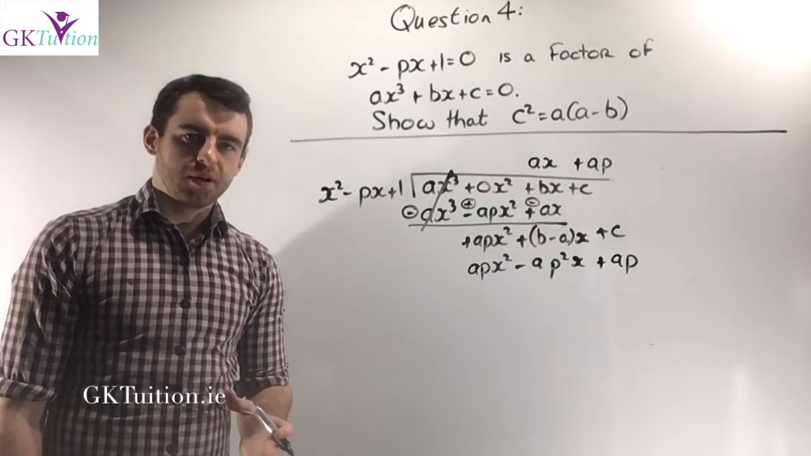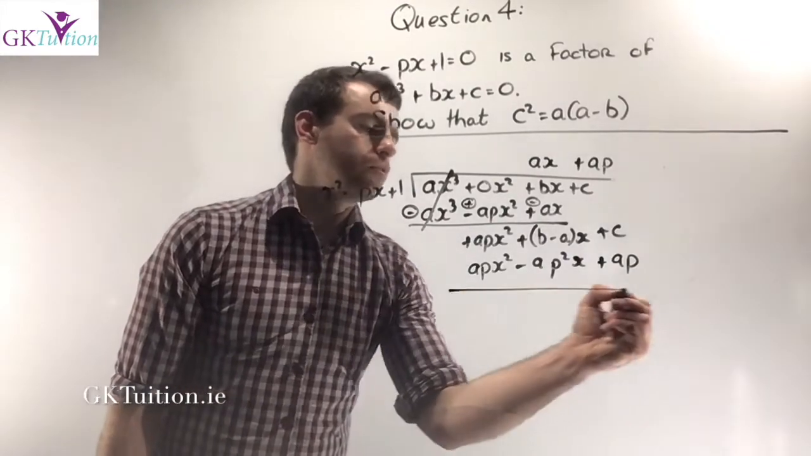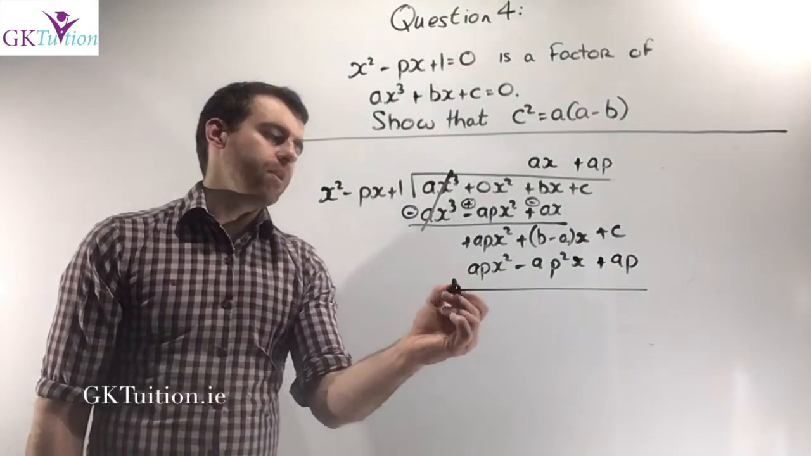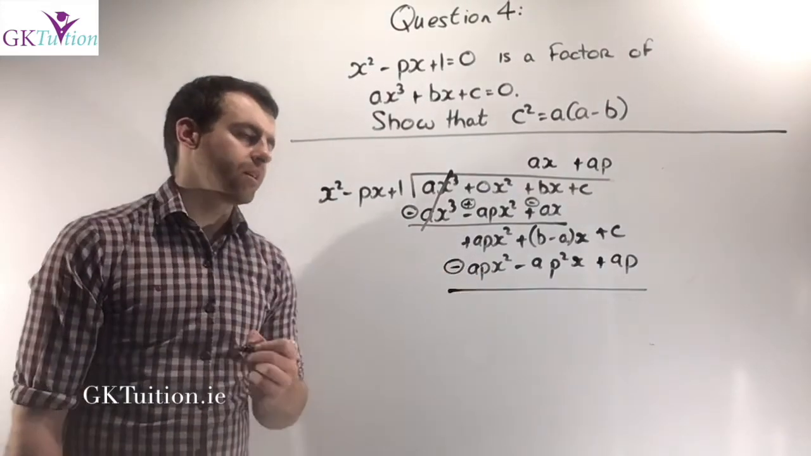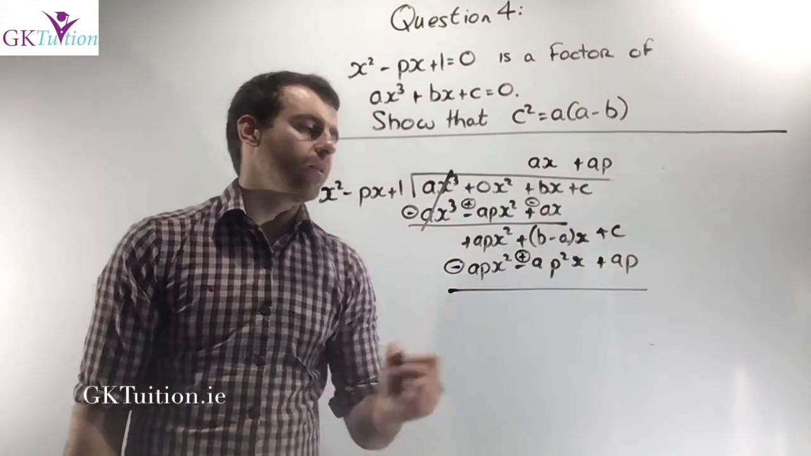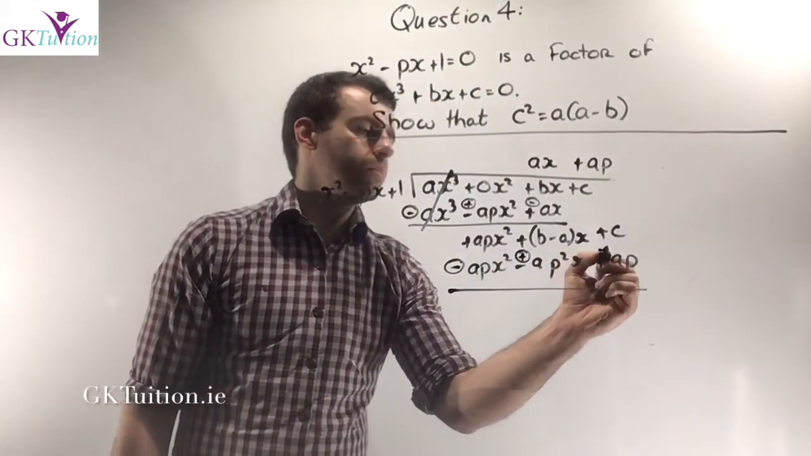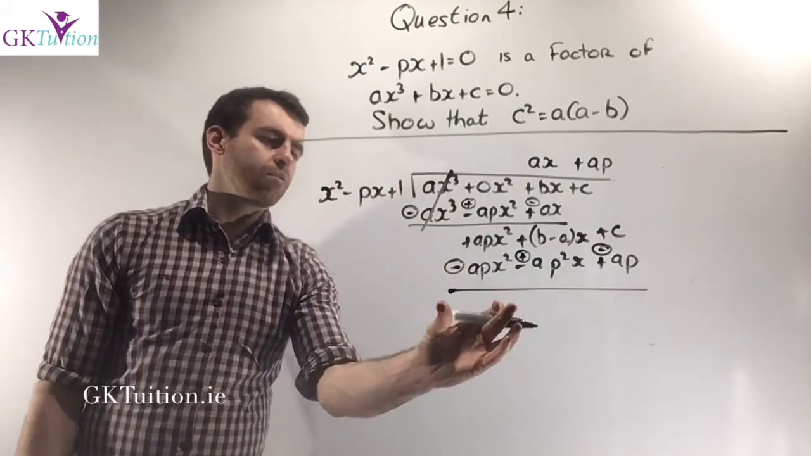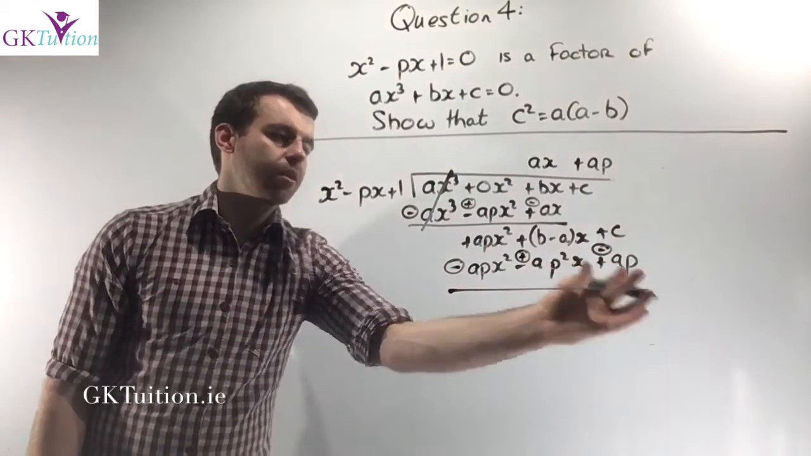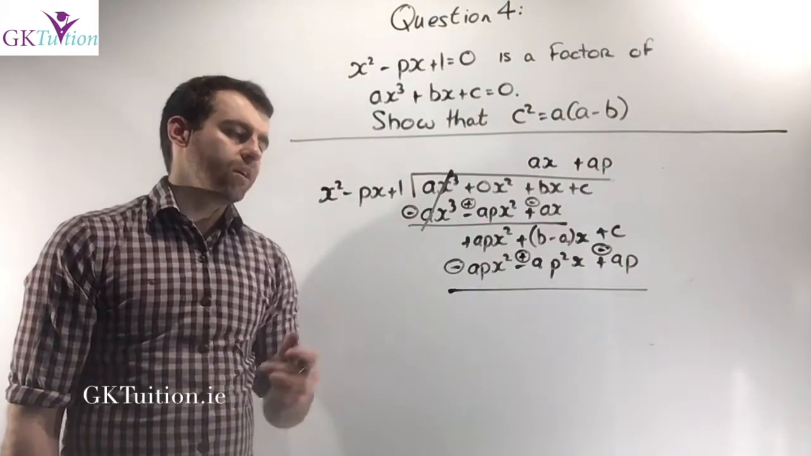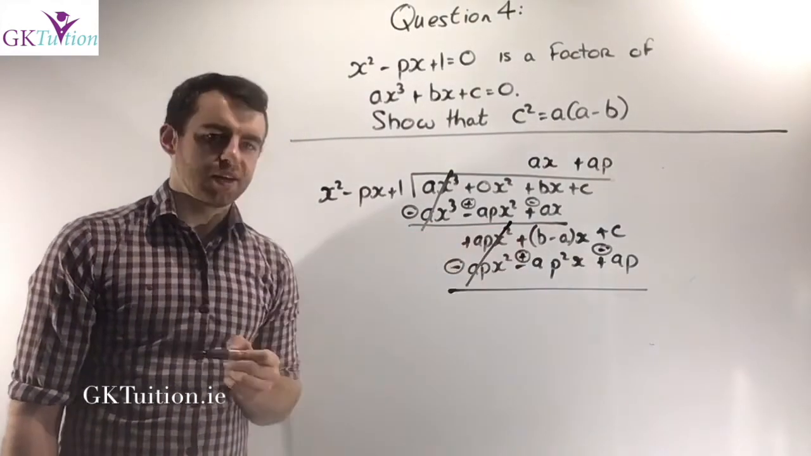The third step in long division is to subtract, so I'm going to draw a line underneath them and I'm going to change all my signs. My plus apx squared becomes minus apx squared. My minus ap squared x becomes plus ap squared x, and plus ap becomes minus ap. And as always, we're going to just look at the x squareds, then look at the x's, and then look at the constants. With the x squareds, I have apx squared minus apx squared, so they're going to cancel.